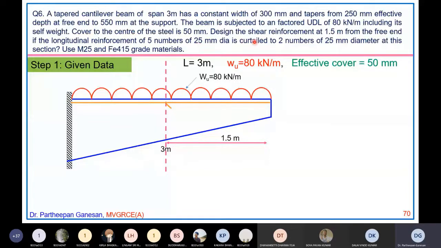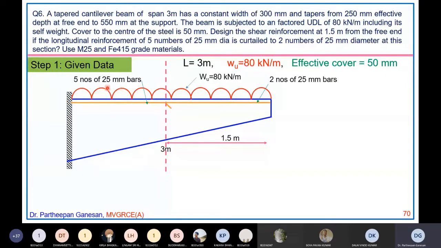Five number of 25 mm diameter bars are curtailed to 2 number of 25 mm diameter at this section. So here, number of main reinforcement is how many? 2, because it is curtailed to 2 numbers. So from here to here, there are only 2 number of 25 mm bars. But here from 1.5 meter till the fixed end, you have 5 number of 25 mm diameter bars.